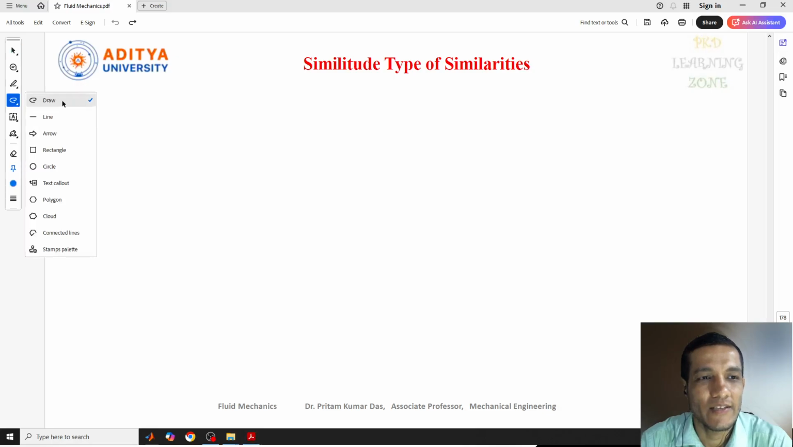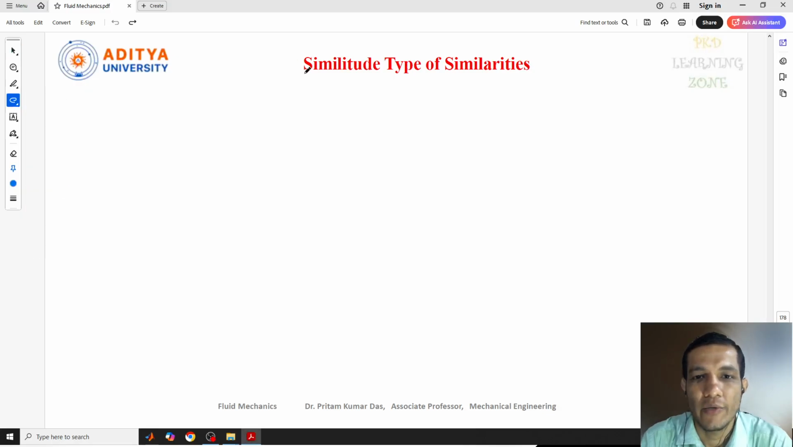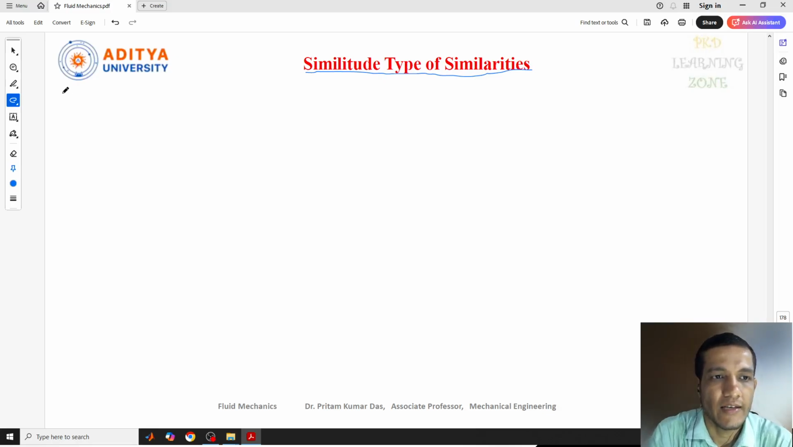In this lecture, we'll discuss a new concept regarding similitude, or types of similarities. Actually, this is also a part of dimensional analysis. In our previous lecture, we have already discussed the model and prototypes. Similitude is defined as the similarity between the model and prototype, which we discussed in the last class.